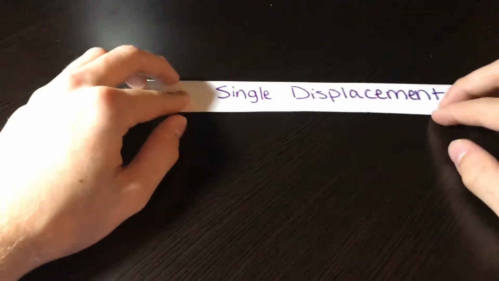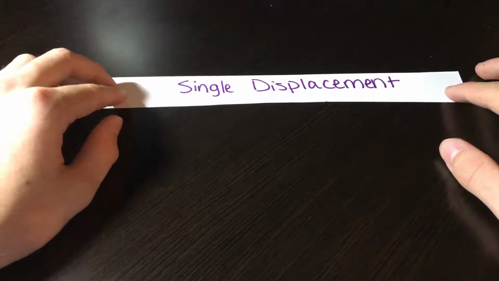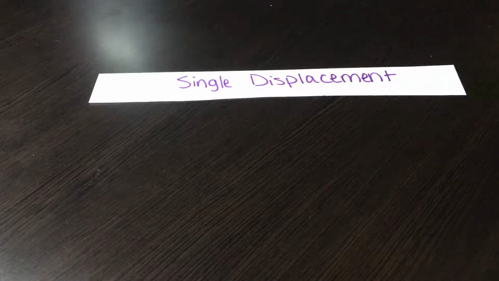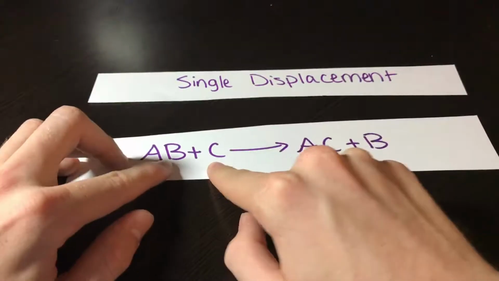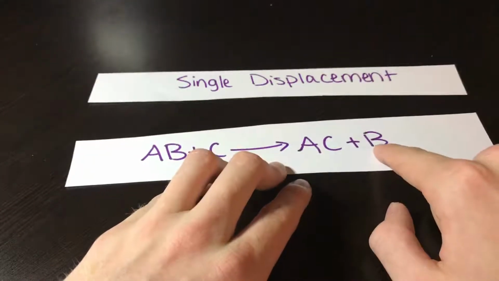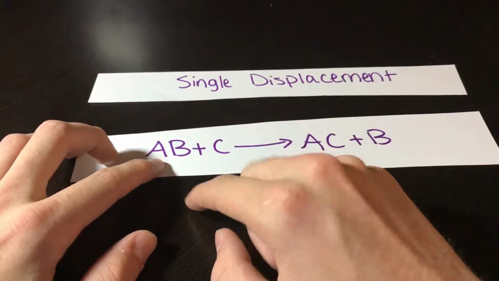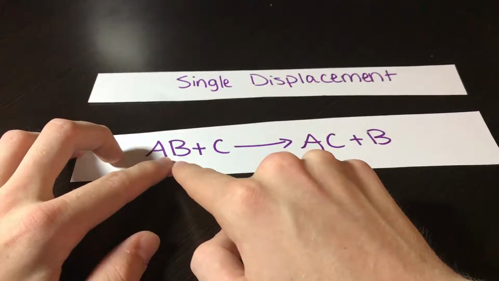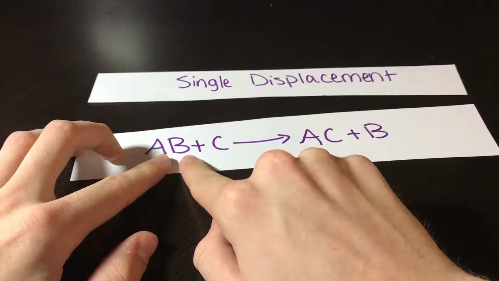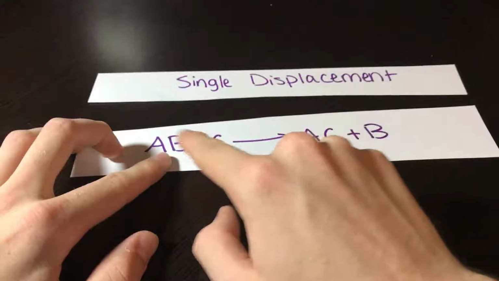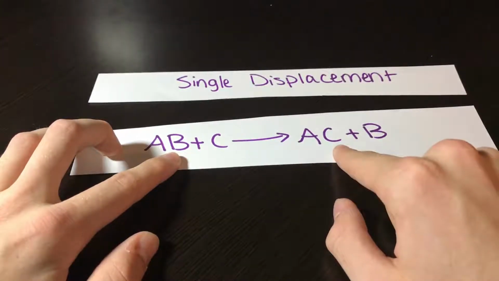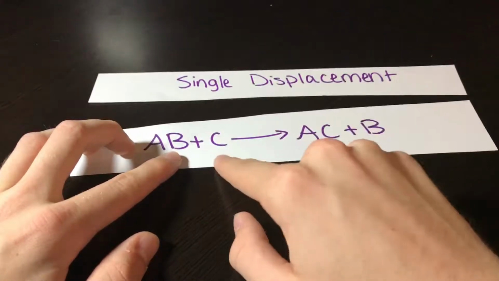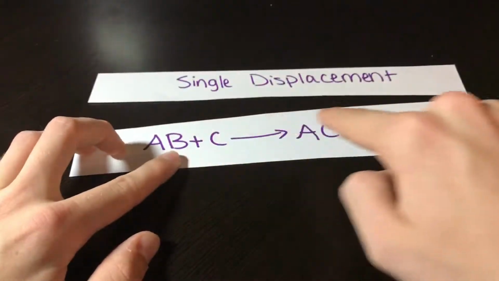Next, we're going to go to single displacement. This is where it starts to get harder and people tend to think it's harder. So for single displacement, it would be thought of as AB plus C results in AC plus B. If you look at it in this way, you'll start with this, and this will get combined with it during the reaction, and this will kick this out. As you can see, we start with AB, but we end with AC, and B gets kicked out by C over here. They switch spots.